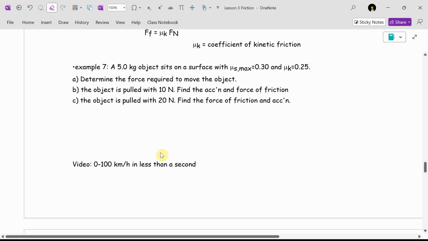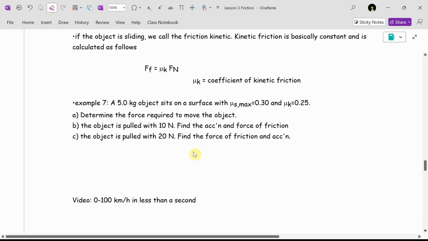It says a 5 kilogram object sits on a surface, and you can see, Liam, I've given you two coefficients of friction. The static one, a little bigger, the kinetic one. A says find the force required to move the object. That's going to be static friction. It's going to be mu static times the normal force. That's how hard we have to pull to get this object to accelerate in the first place.